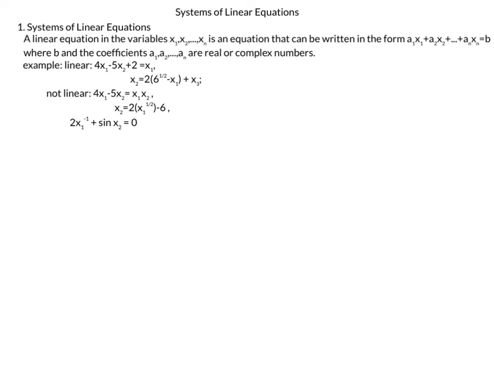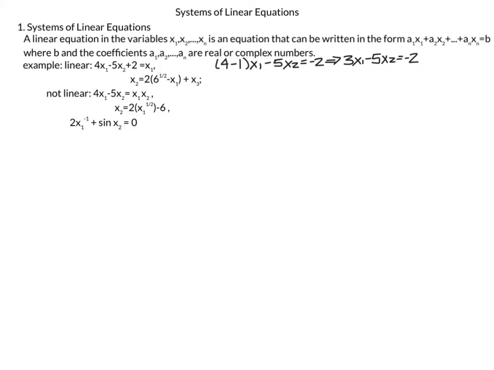Here are some examples of linear equations. So we have 4x1 minus 5x2 plus 2 equals x1. And just for emphasis, I rewrote this equation. I brought the x1 over. So I have 4 minus 1 x1. I have my minus 5x2, and then I brought my x2 over to the other side. So I have 3x1 minus 5x2 equals minus 2, which is exactly in this form.